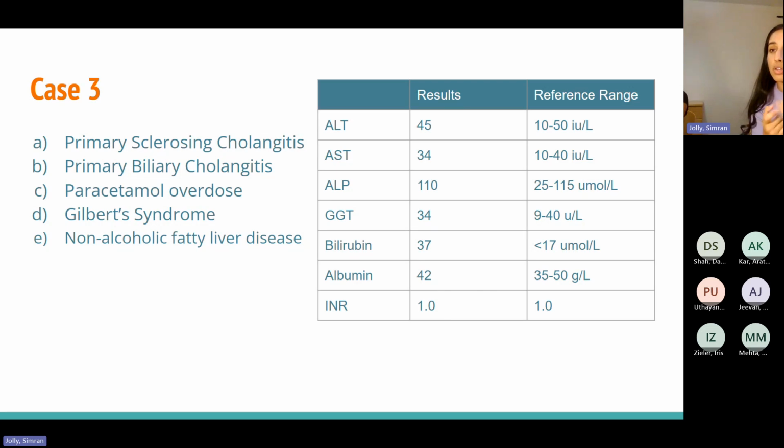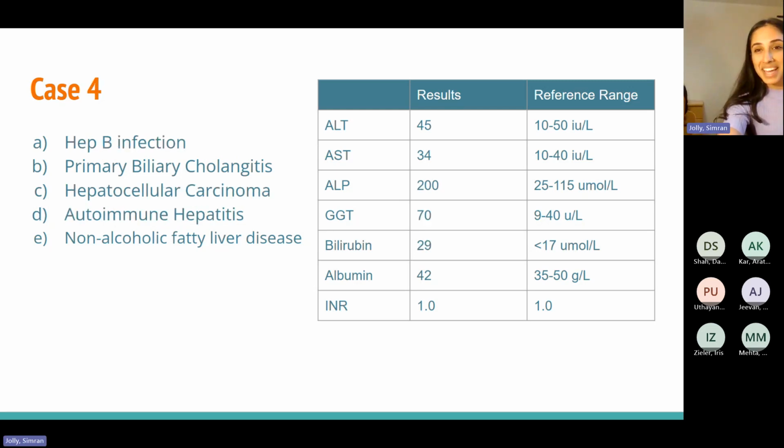The rest of them will cause either a cholestatic picture or some sort of other hepatocellular injury, which will cause a rise in the aminotransferases as well. And so with this, we can imply that it's Gilbert syndrome, which is a fairly benign syndrome, but you just need to make sure that it's nothing else more severe causing that increase in bilirubin. And last case before we move on.